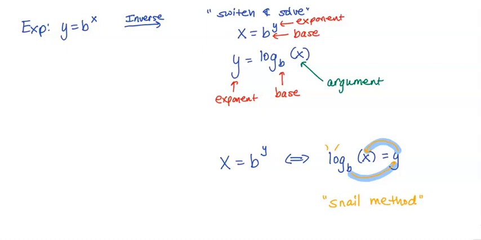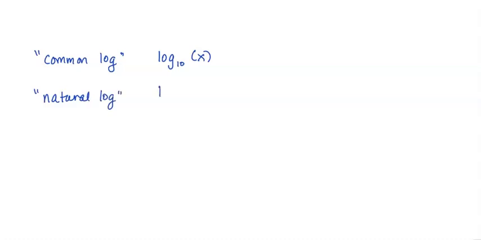So a couple other notes about logs as we're working here. There are two types of logs that show up most frequently. There's one that is called a common log, and this was a log with a base 10. And then there is also what is called a natural log, and this is a log with a base of e. Because these two logs get used most often, we usually use a shortcut notation for writing them.